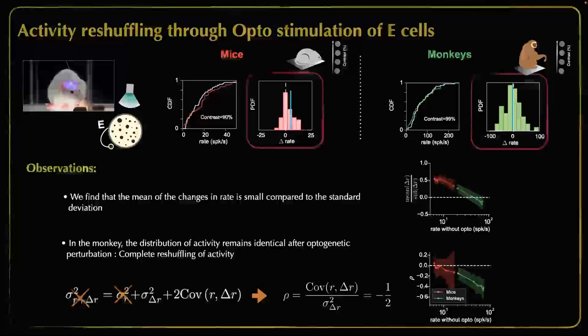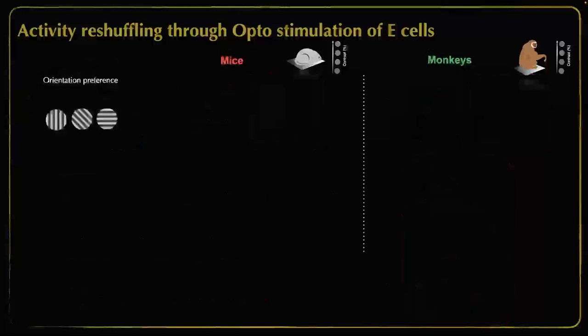And in fact, if you go to the data and you plot this normalized covariance in the mouse and in the monkey, you see that in the mouse, this is very close to zero. Actually, it's never significantly different from zero. But in the monkey, the higher the firing rate is, the closer you are to this theoretical limit of what we call reshuffling of activity, that basically this perturbation is just changing the activity altogether.